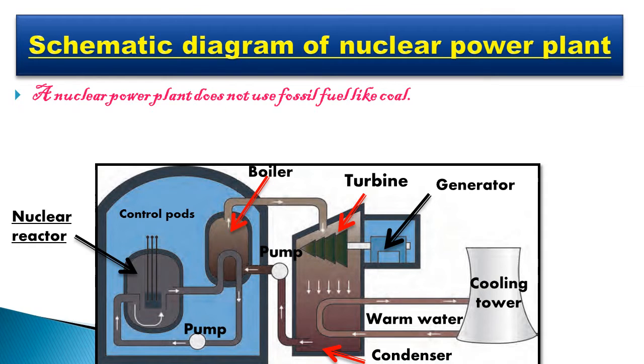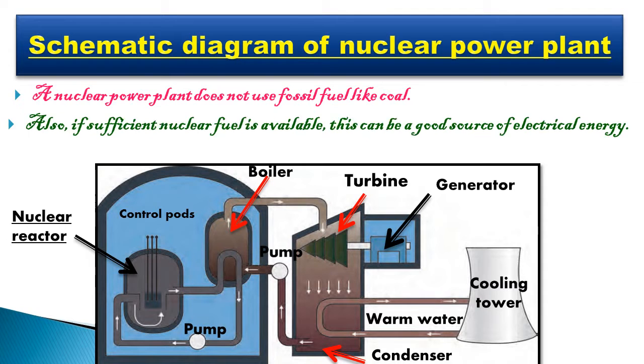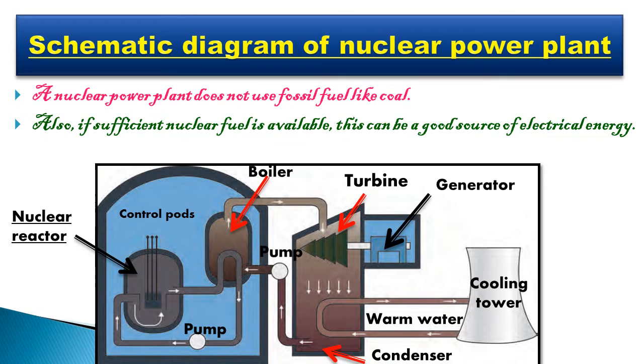So a nuclear power plant does not use fossil fuel like coal, therefore problems like air pollution do not arise here. And also, if sufficient nuclear fuel is available, this can be a good source of electrical energy. Why? Because nuclear fission is a chain reaction in which the neutrons continuously split other uranium atoms. However, there are a few problems associated with nuclear power generation. So let's see what the problems related to the nuclear power plant are.